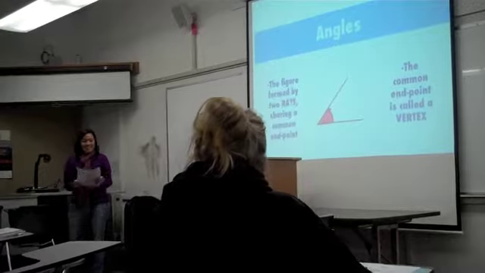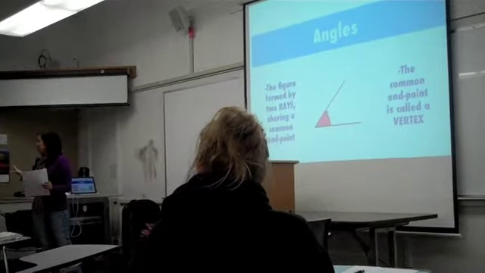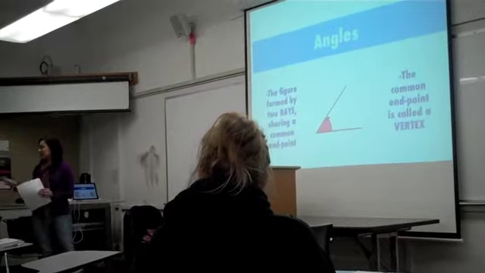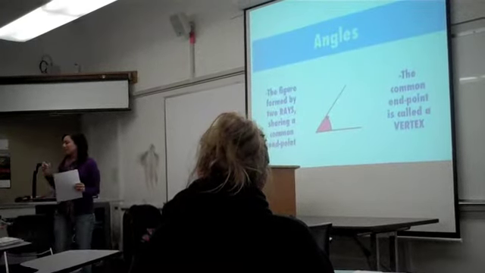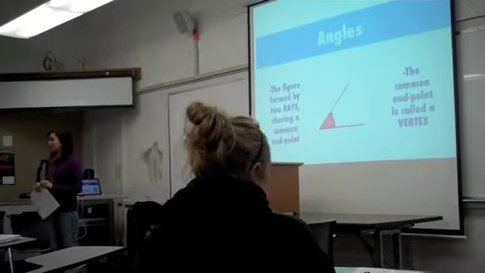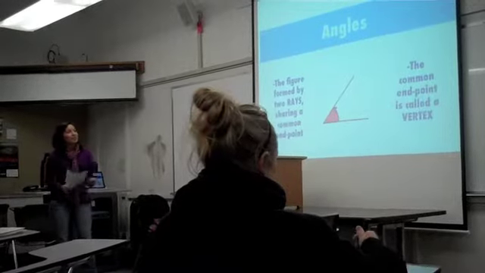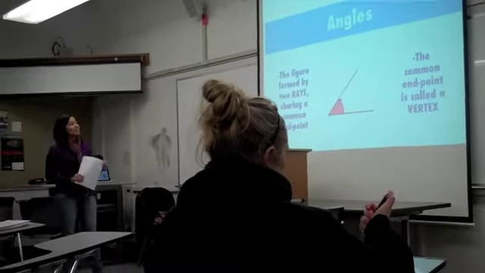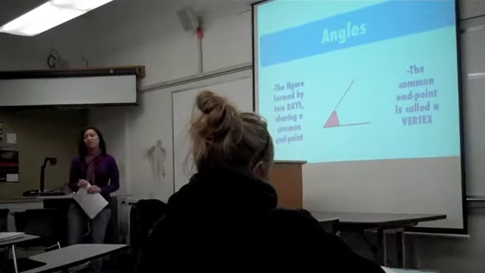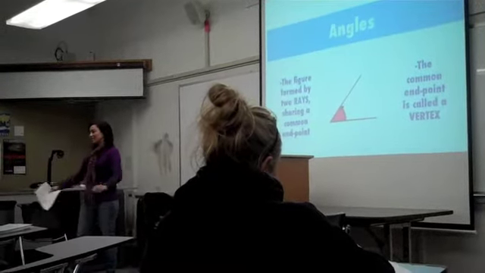Okay, first off, I passed around a little fill-in-the-blank worksheet, and I want you to fill in the blanks as I go along, and at the end of the lecture, we'll go over those answers. So first off, an angle is a figure formed by two rays sharing a common endpoint. And the common endpoint is called?